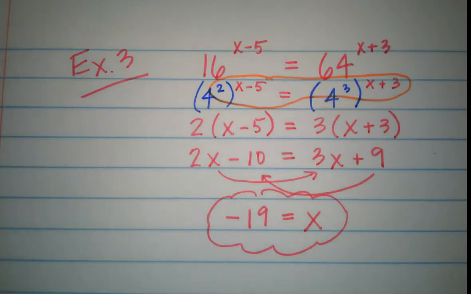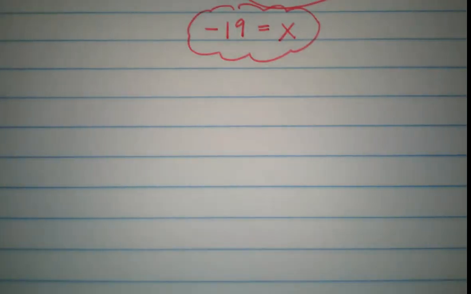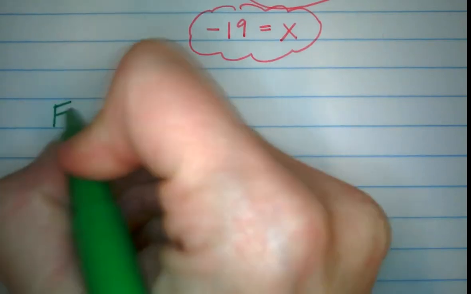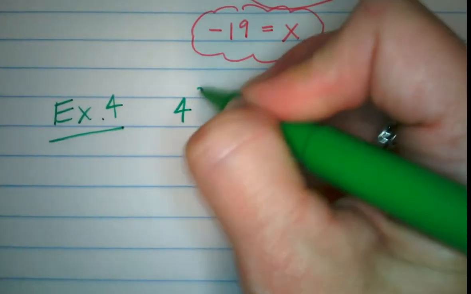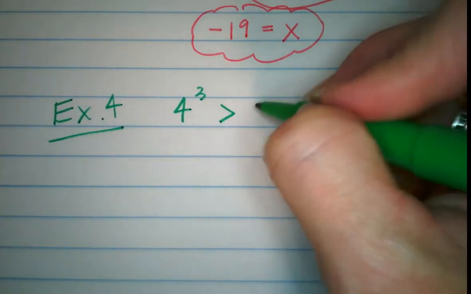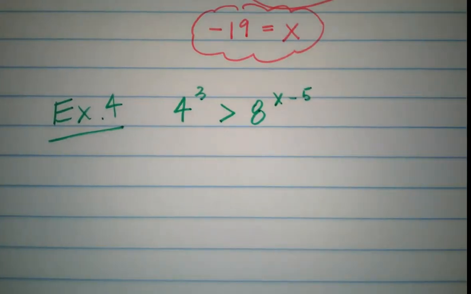All right, let's do one more really fast. Just to show you that it's possible to have these as inequalities, there is no difference. So 4 to the third is greater than 8 to the x minus 5. Okay, so process is the same. First thing we have to do is get matching base numbers.